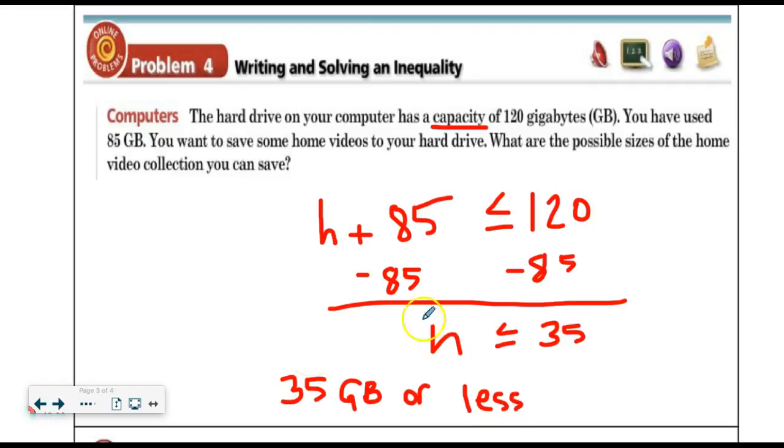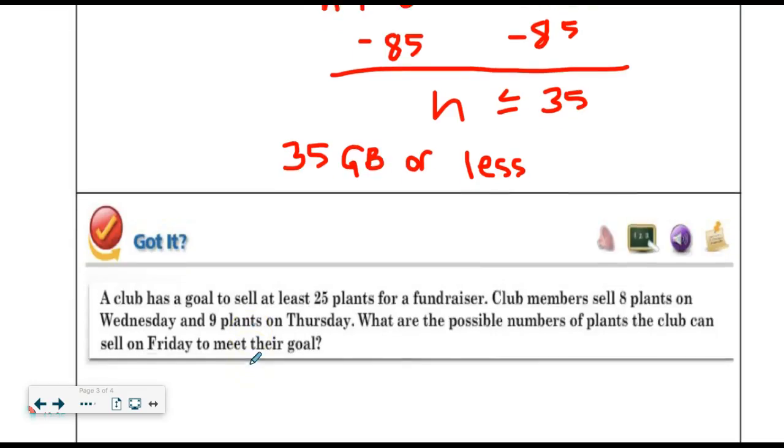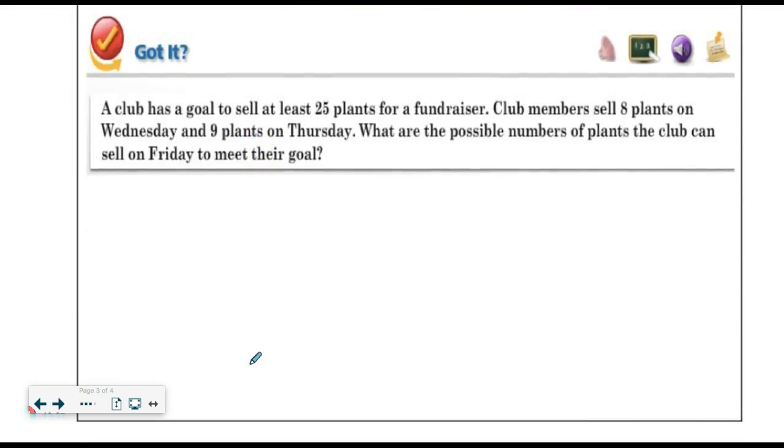So I'm basically interpreting my solution here of H is less than or equal to 35 as 35 gigs or less. I can use exactly 35 or anything less than 35 for my home video collection. Okay. Hopefully that makes sense to you. Please pause the video, take a couple minutes to try the next example on your own, and then check back when you're done.